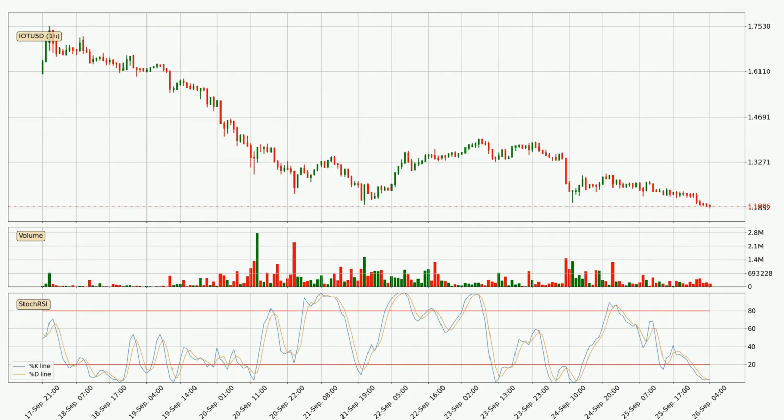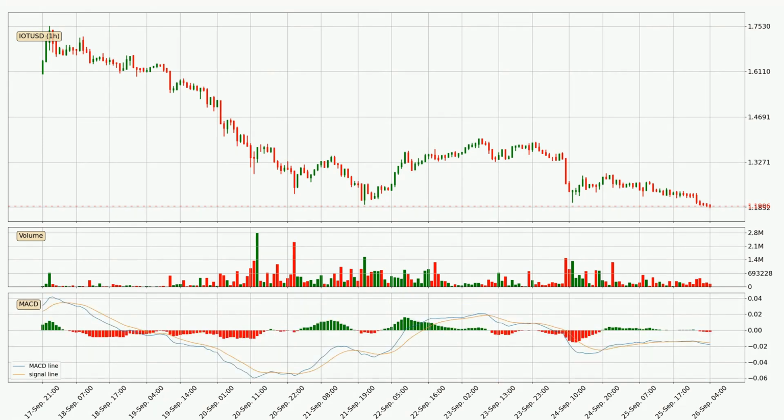Jumping to the hourly stochastic RSI, both the %K and %D lines are currently very low, which means that the price is oversold and a trend change or at least some kind of consolidation is to be expected. The K line is currently above the D line, which shows that the trend has shifted to the upside.